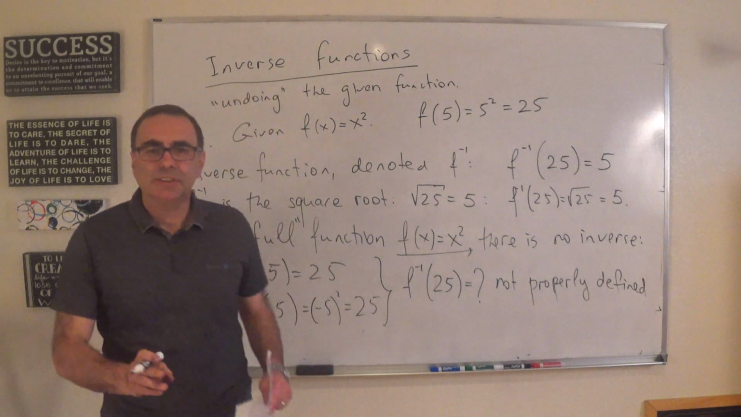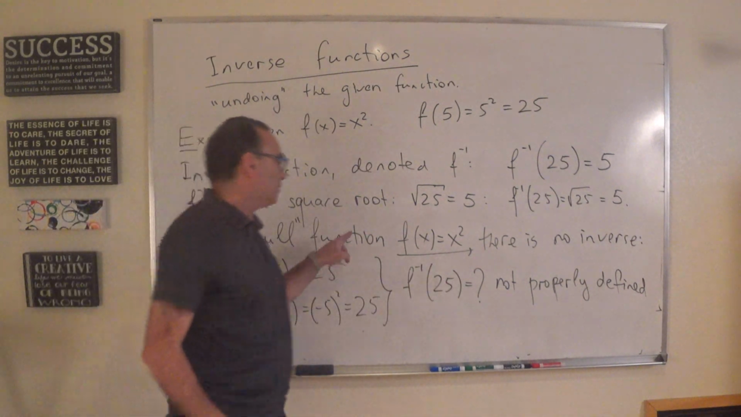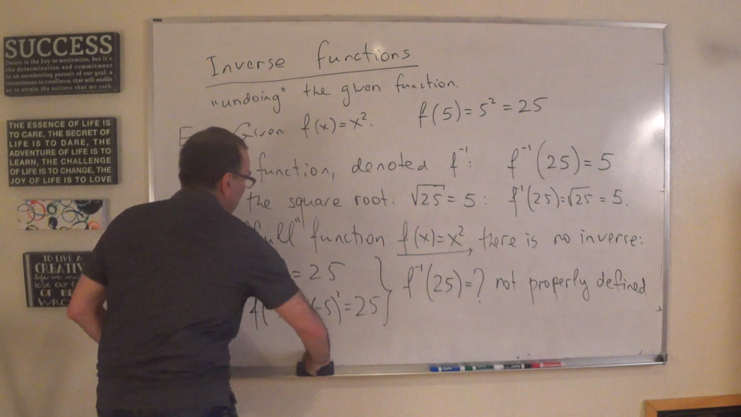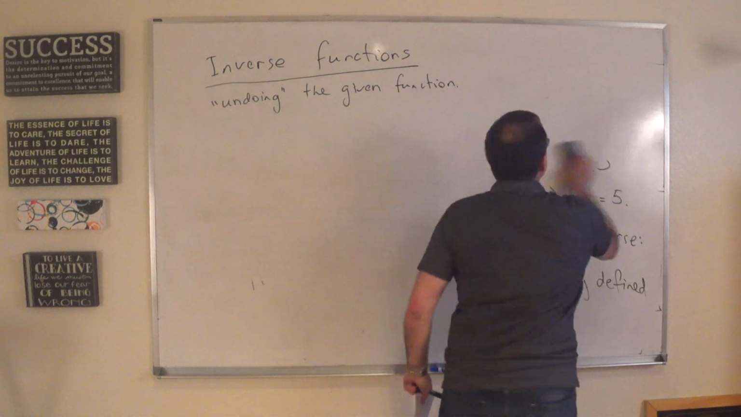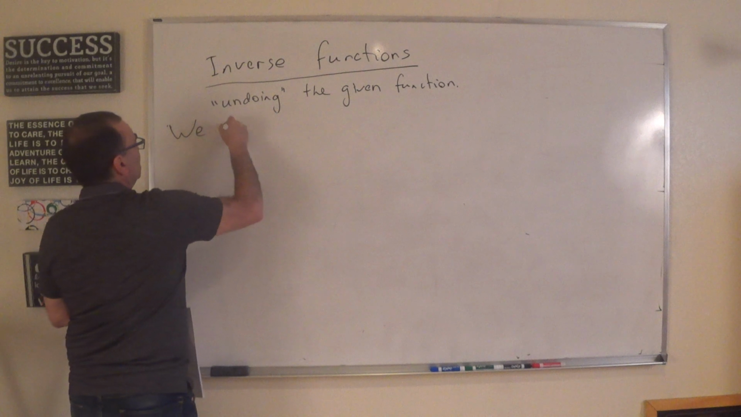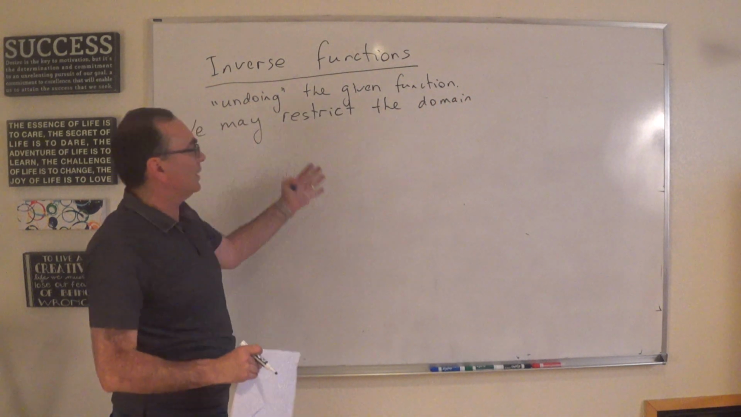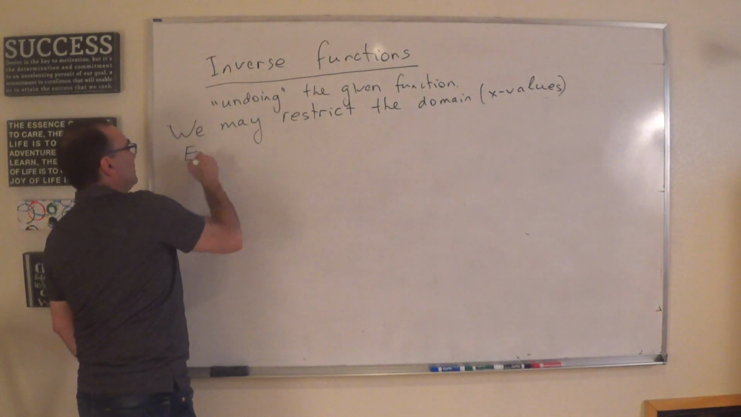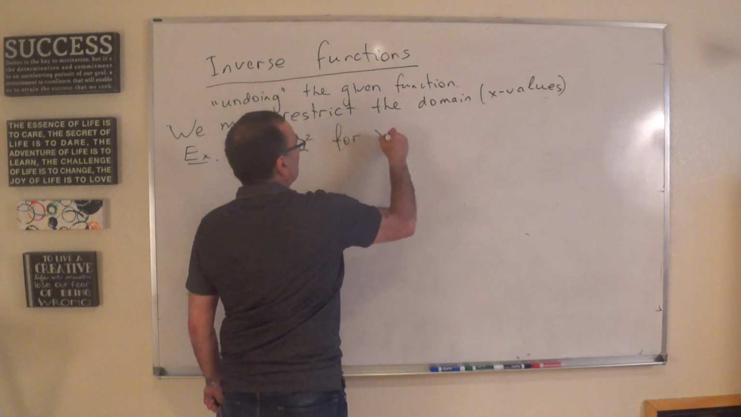So then what can we do? In this context, we can restrict the domain of the original function. So instead of considering the full function f of x equals x squared, we will only consider f of x equals x squared for non-negative x values. Domain means those x values that we are allowed to plug into the function. So instead of just f of x equals x squared, we consider f of x equals x squared for x greater or equal to 0 only.